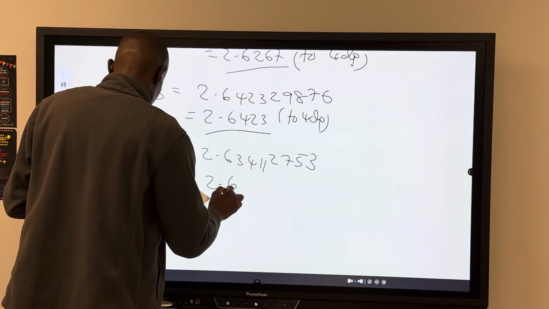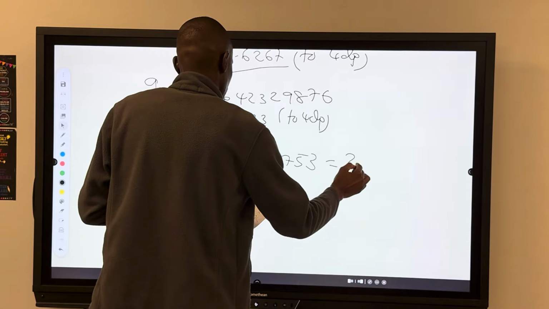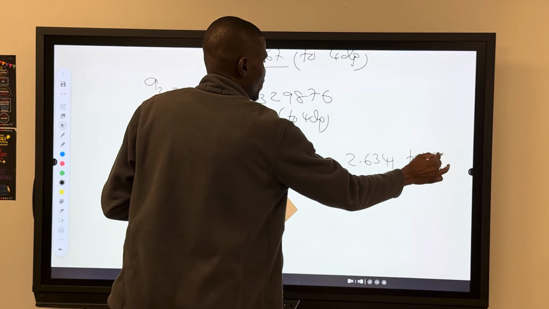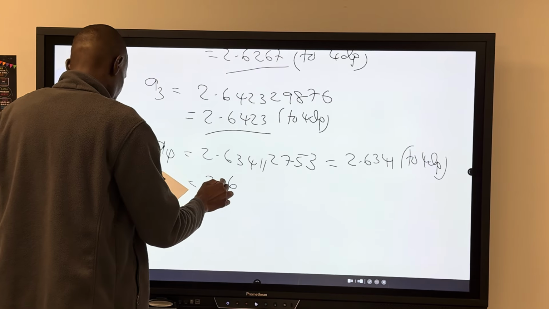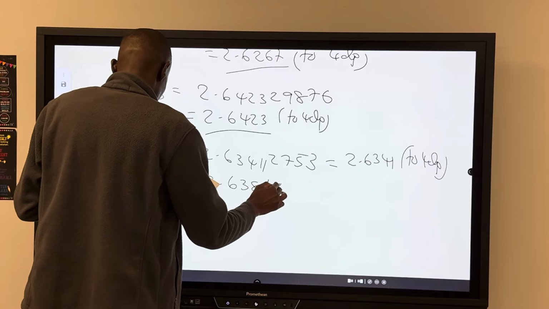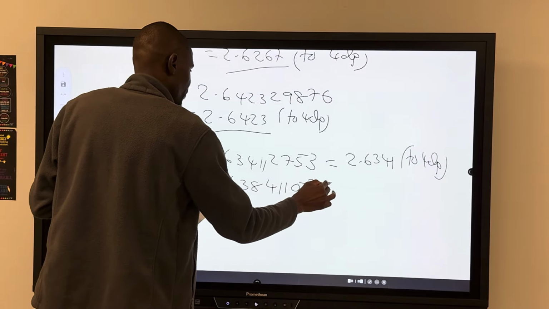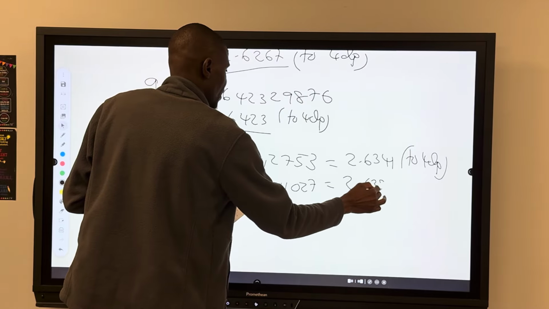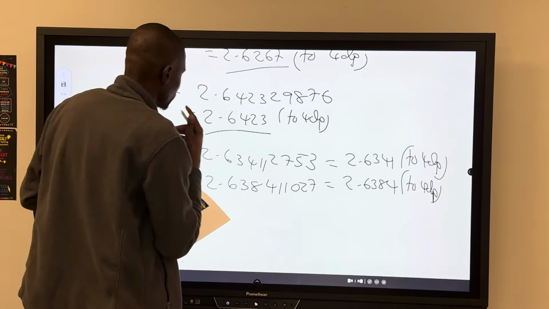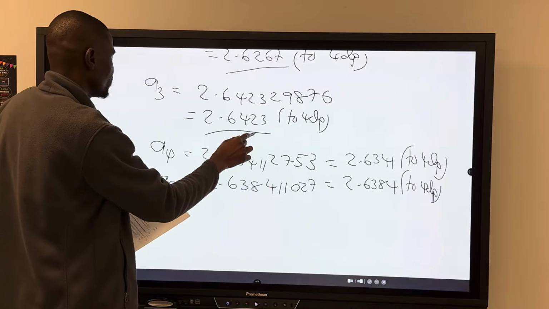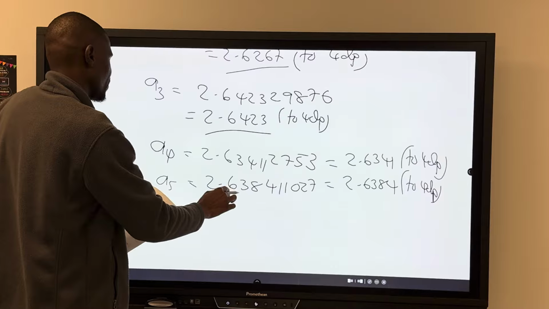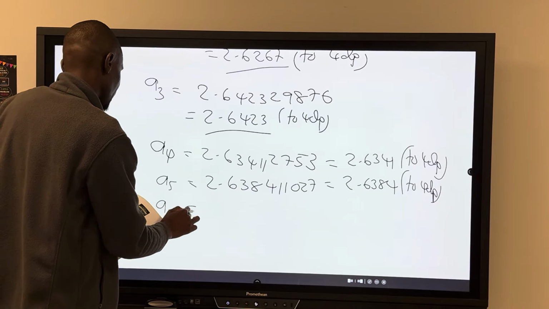A5 is 2.638411027, which is 2.6384 to 4 decimal places. Remember, we want our solution to 2 decimal places. So this is 2.64, 2.63, 2.64.